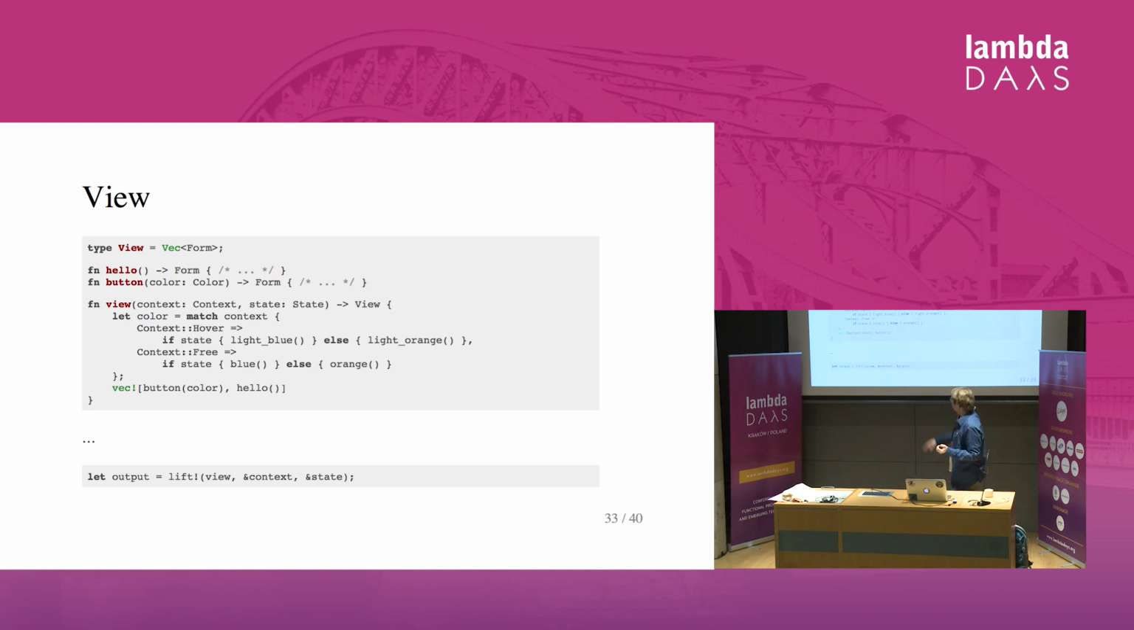Right, and the way we transform this to the stream level again is that the output, which is just a stream of views essentially, is just lifting this view function over the input signals of the context and the state signal. Right.